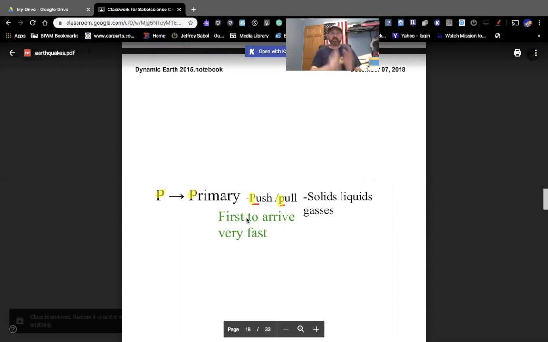Boom. So P is number one, P wave, push-pull, primary, solids, liquids, and gases. P can go through everything, the P wave, and it's first to arrive, and it's really fast. So look at all this P here, and I highlighted it for you. So P, primary, push-pull, all P's.